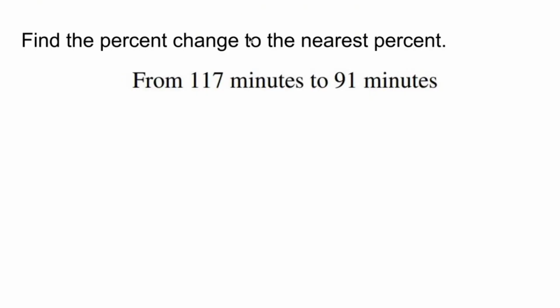Find the percent of change to the nearest percent. What you're doing is finding out what percent of change happens when you go from 117, which is an old value, to 91, which is a brand new value. Now, the equation that we're going to use here is we're going to take the new value that we have, subtract away the old value, and then once we do that, we're going to take that number and divide it by the old value. We'll get a decimal, and we'll deal with that when we get there.